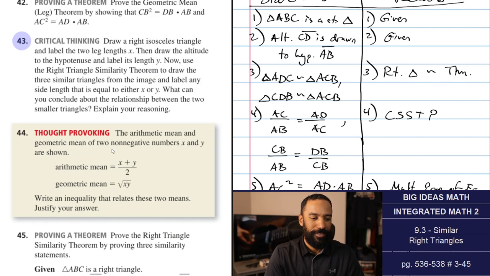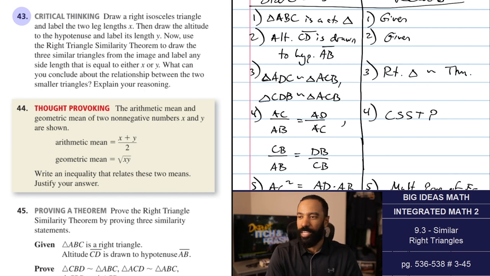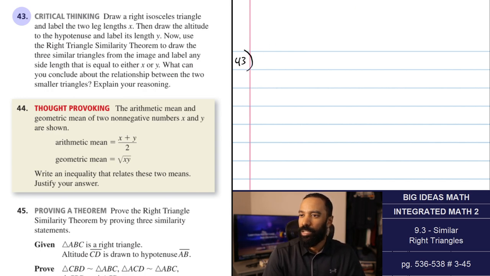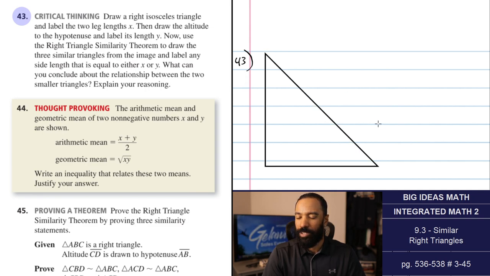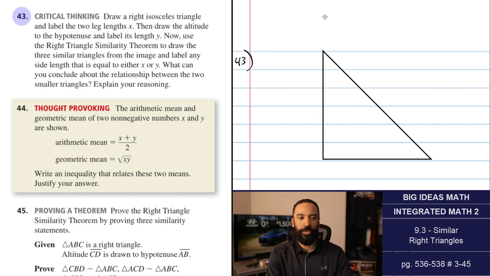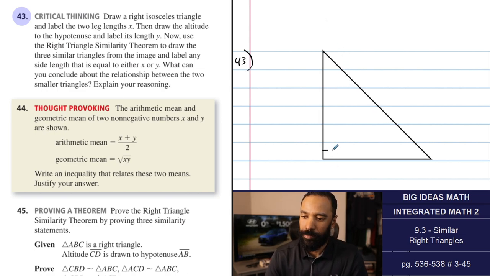Okay, number 43. Oh, there's a bottom proof. Okay, number 43, critical thinking. Draw a right isosceles triangle. I can use a tool for that. I already know what they're going to talk about, but okay. I think they're going to talk about geometric means, so, I don't know. Draw a right isosceles triangle and label the two leg lengths X. No, I guess I don't know what they're going to talk about.